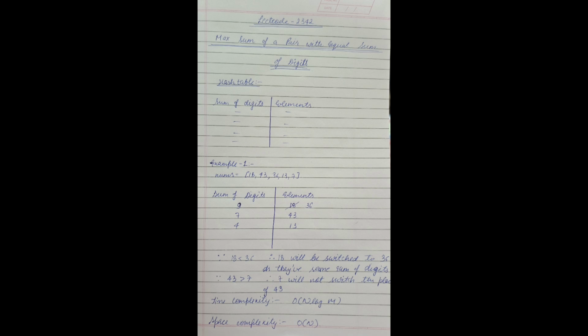Okay, so as we can see, the time complexity will be big O of n log m, where n is for evaluating the sum of digits of a particular element, and log m, in which m is the average length of the nums array elements. So the total time complexity will be big O of n log m, and the space complexity will be big O of n, which is the space of the hash table that we are creating, with the sum of digits as well as the number of elements. And now we will look into the code.